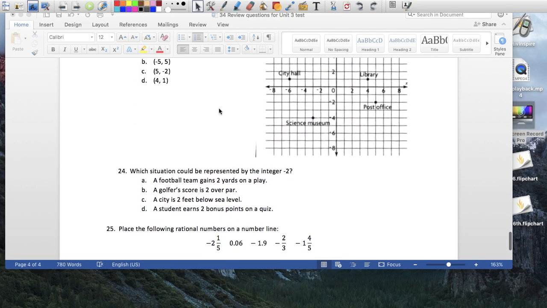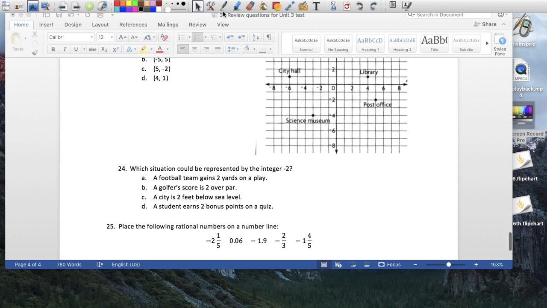Hard question. 24. Which situation could be represented by the integer -2? A football team gains. So gains is represented by plus, right? Something that you earn, something that you gain, something you get more of. So that's +2. So that's not it. A golfer score is 2 over as opposed to under. Under would be negative, over would be above. So that's also plus. A city is 2 feet below sea level. Below has a negative connotation, so that would be negative. A student earns 2 bonus points. Okay, so that's something that you got more in addition to, so that would be plus.